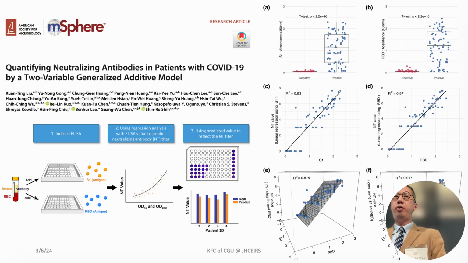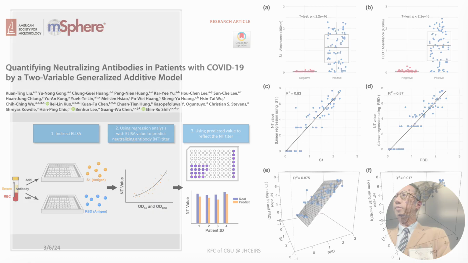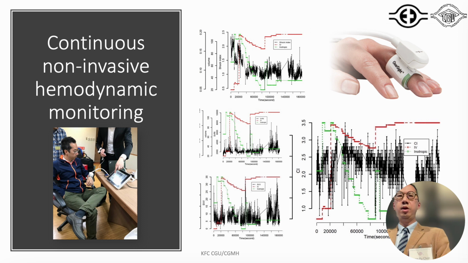Early in the pandemic, our team applied the generalized additive model to analyze antibody responses against COVID-19, integrating data on spike protein and receptor binding domain protein interaction to avoid time-consuming and risky traditional viral neutralization tests. We extended this model to analyze data from wearable devices monitoring vital signs in patients who lack continuous monitoring. Here you can see a case study of an 80-year-old female patient tracking changes in cardiac output and vascular resistance.